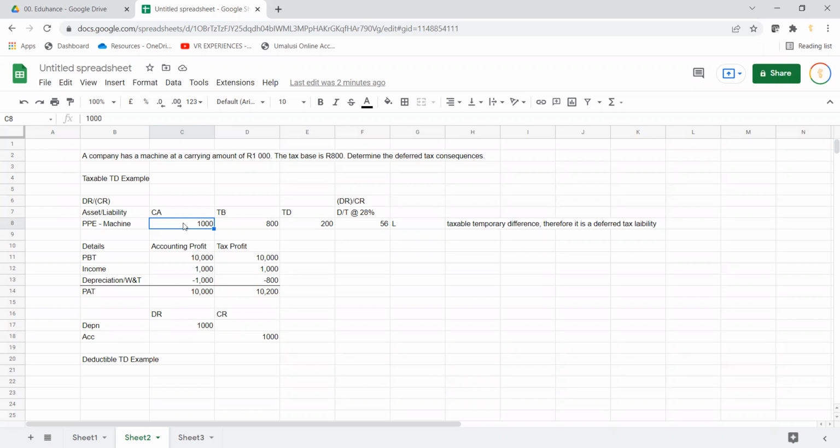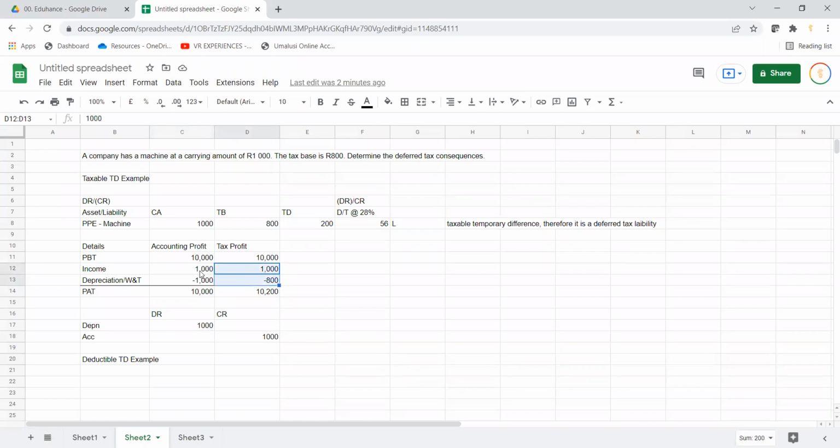So in the future, over the remaining useful life of this asset, we're going to depreciate the asset. So over the remaining useful life of the asset, we're going to depreciate 1,000 Rand. So the impact on the income statement from an accounting point of view is 0. So our profit is still 10,000 Rand. From SARS's point of view, they include the 1,000 Rand. However, in future, they will only deduct 800 Rand. So therefore, in future, they will actually have a taxable profit of 200 Rand.